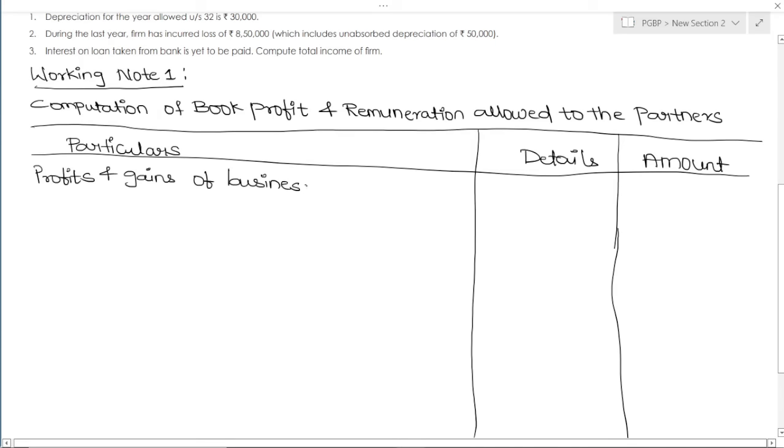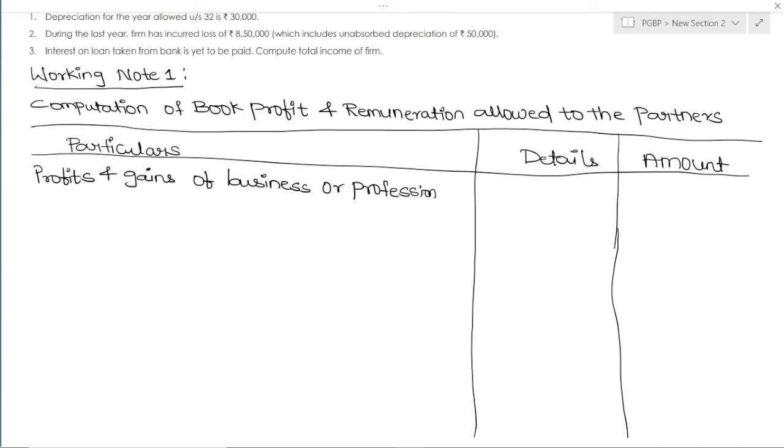Always we discussed in book profit computation there are 4 steps. First step is computing accounting profit, then adjusting sections 28 to 44 as per income tax. Then we discussed remuneration should be added back, excess interest should be added back. Then we discussed unabsorbed depreciation should be deducted. These 4 things we discussed, yes or no. So we have to calculate net profit, but in the question it is already given. So let us take directly net profit 87,500.